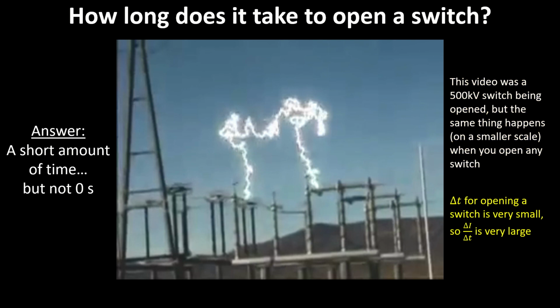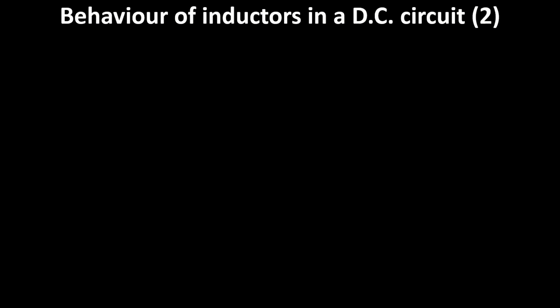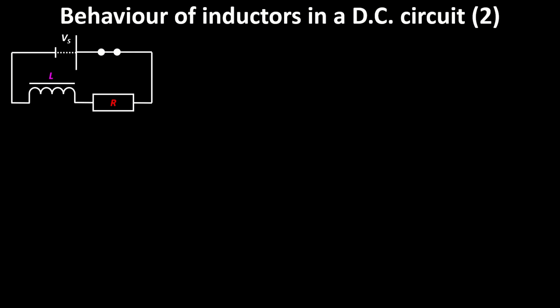So for a normal switch, delta T is very small. That means your rate of change of current is very large. It goes from whatever current it starts at to 0 very quickly. So delta I over delta T is very big, which means you get a large induced back EMF. That leads to some slightly different behavior when you open a switch. So if we have our same circuit and the switch has been closed for a while, it's reached a steady state.